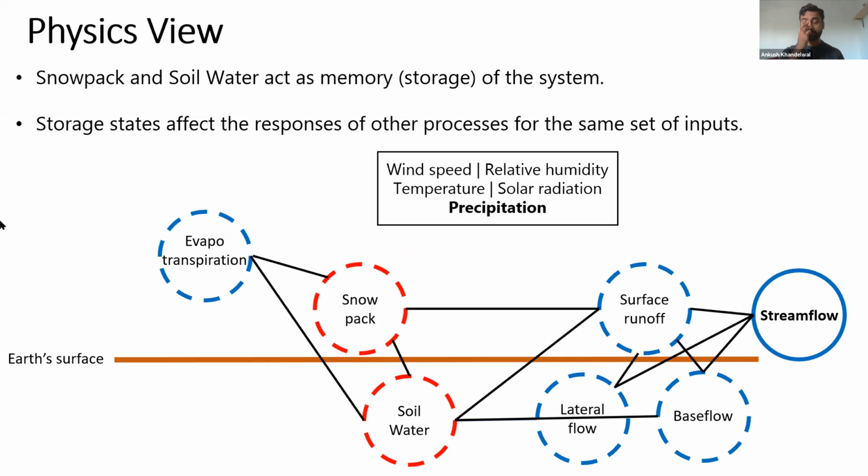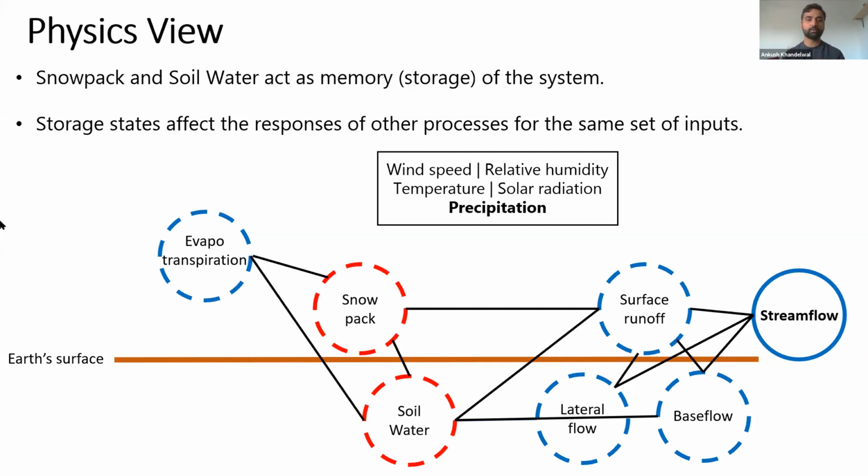But if we look at this problem from a physics perspective, we can see that there's a very complex relationship between our weather inputs and streamflow. Here in this slide, I'm showing you a graphical view of the water cycle. We can see there are a number of processes that are directly and indirectly related with streamflow. Another interesting property of our system is that it has a memory, which is basically the amount of water stored in the system at any given time.